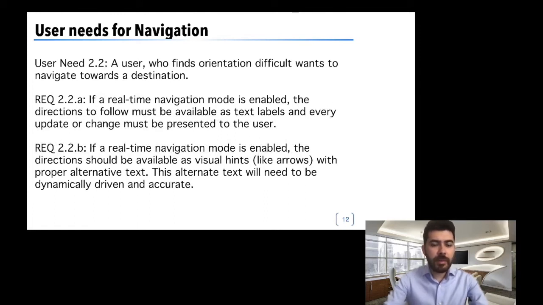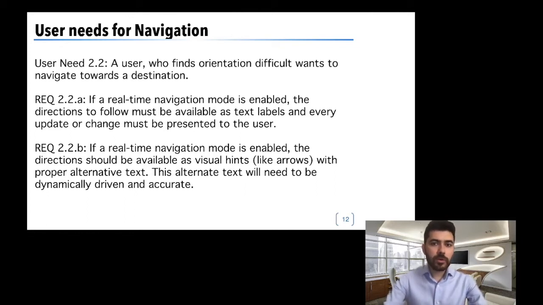Another user need about maps and navigation. A user who finds orientation difficult wants to navigate towards a destination. This is a very common user need. If a real-time navigation mode is enabled, as we said on the user need before, the direction to follow must be available as text labels, and every update or change must be presented to the user.